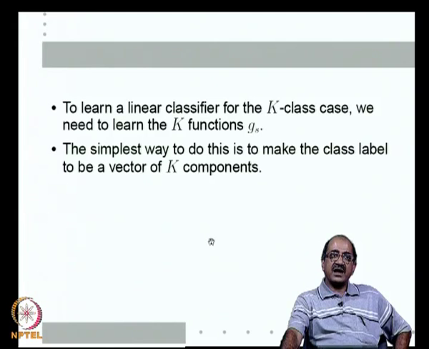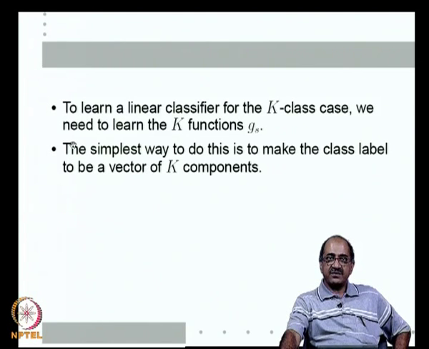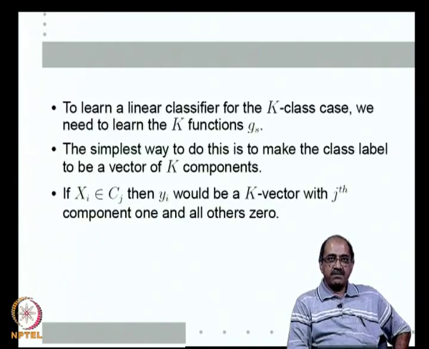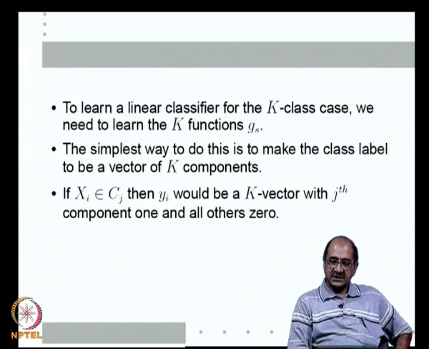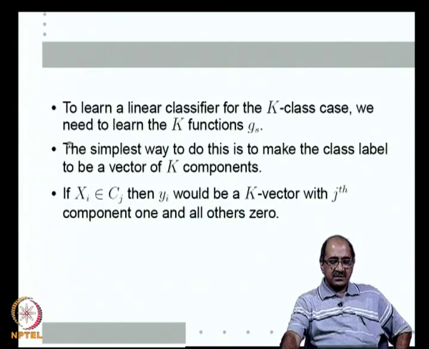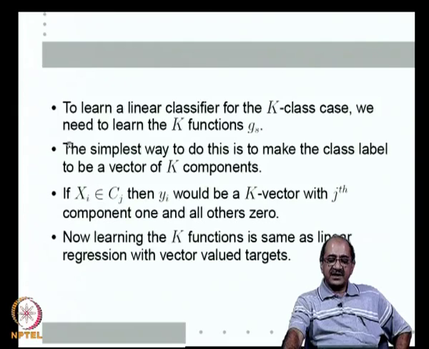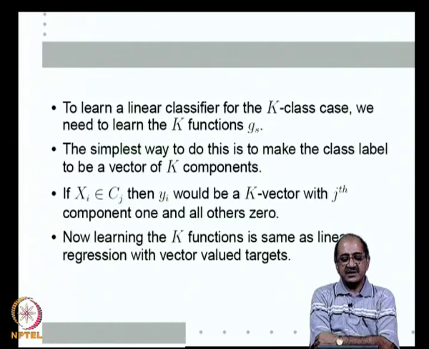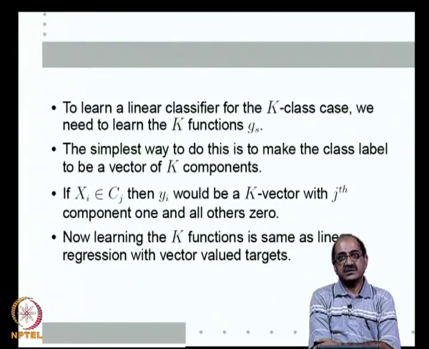We have already encountered this kind of representation while we were doing estimation of densities. So, a similar kind of representation will be used. So, if x_i is in class C_j, then the corresponding class label y_i would be a k vector with the jth component 1 and all others 0. Then learning the k functions is the same as a linear regression with vector valued targets, right.